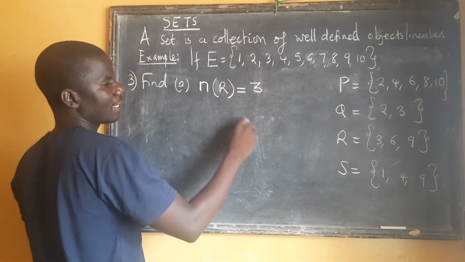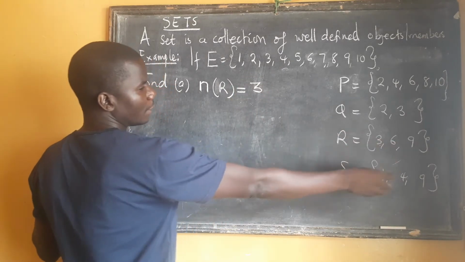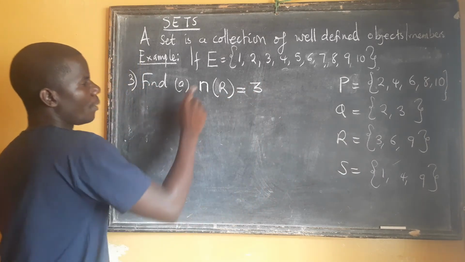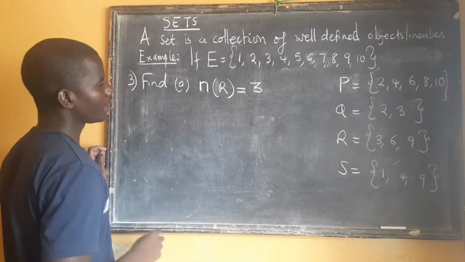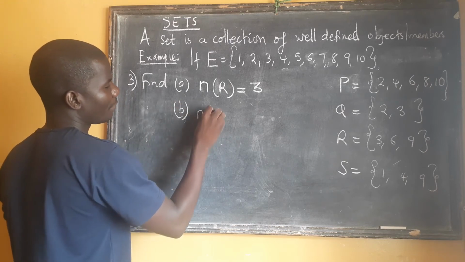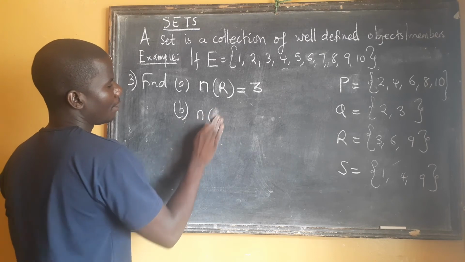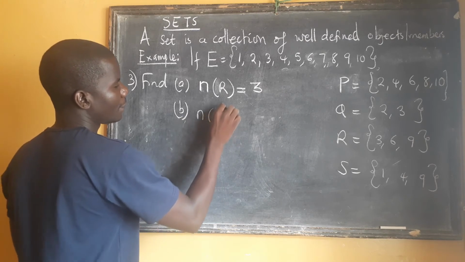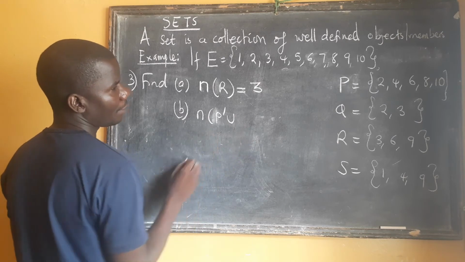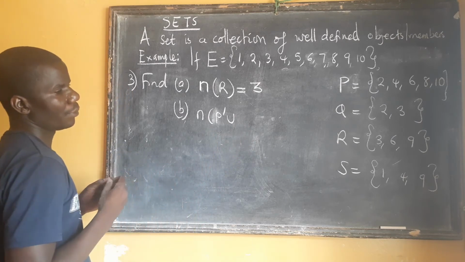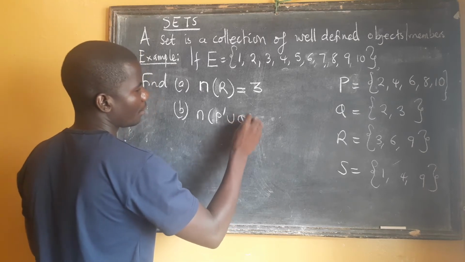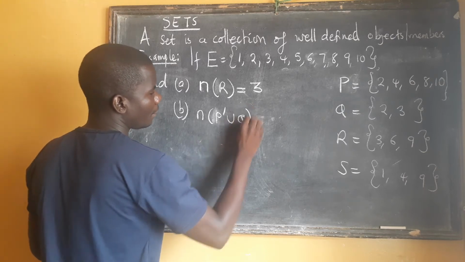This 3 is telling us that there are 3 elements. Not as in these 3, no. The number of elements in that set is 3. When we have an n here, this is not an intersection. And B, we have the number of elements in P complement union Q. P complement union Q.